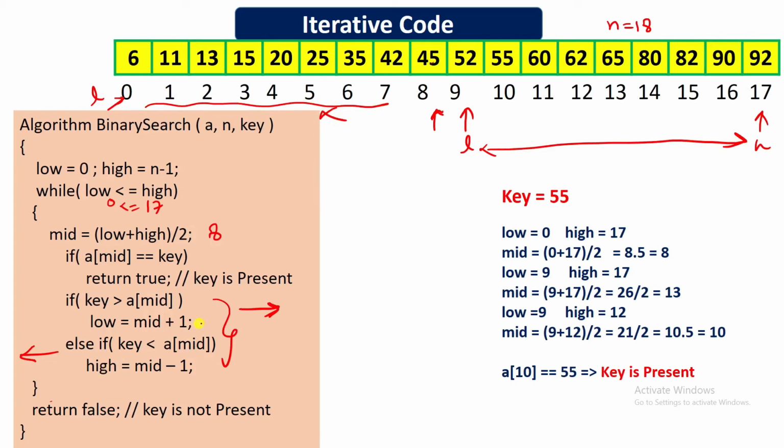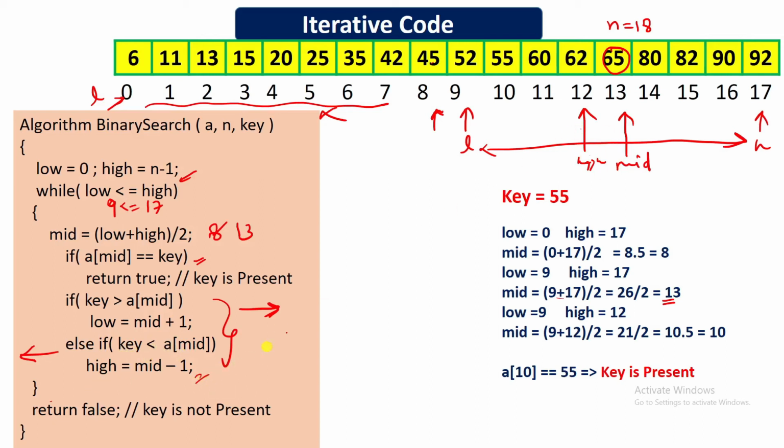Now again, 9 is less than 17, so I find the midpoint, which is 13. The 13th element is 65, and I check whether my 55 is equal to 65. That means no. So I change low or high. My 55 is lesser than 65, so I should move to this side and my high pointer should come here. Here the key is lesser than A of mid, lesser than 65, so I change high. High comes to mid minus 1.